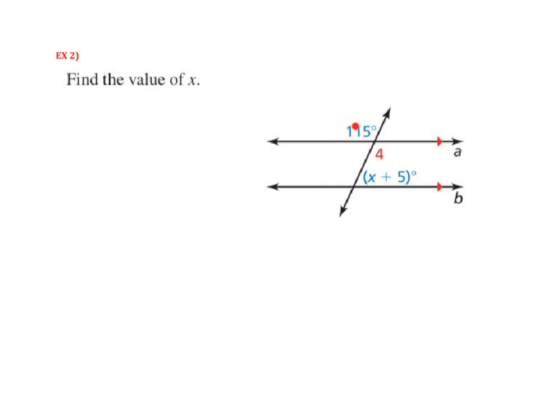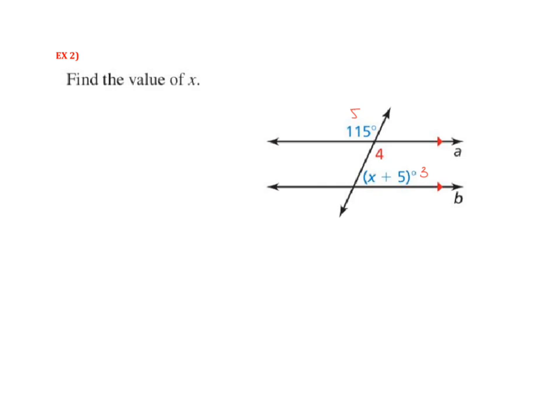If we take a look here, we have an angle that's 115 degrees. I have angle 4, which we don't know what it is. And I also have an angle that measures x plus 5 degrees. First thing I'm going to do, of course, is to give my angles some names so that we can work with them. I'm going to call the 115 degree angle angle 5, and I'm going to call the angle down here, x plus 5, angle 3, just to make it easier to refer to.